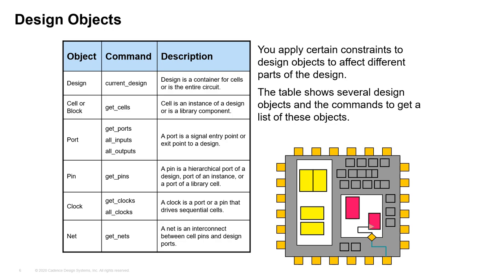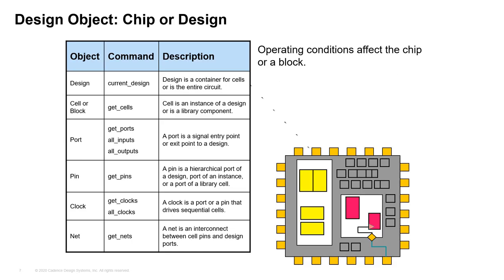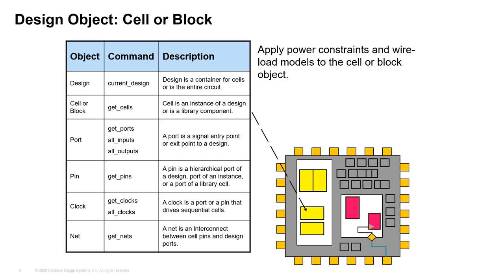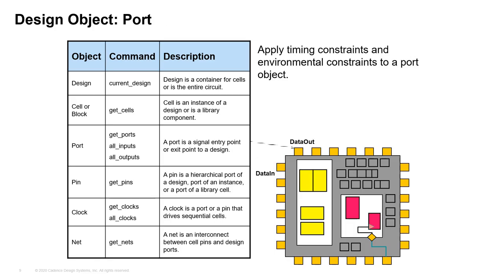Clocks are the sequential cell drivers. Nets are the wires or the interconnect between the cells and the design ports. Your operating conditions are the ones that affect the entire chip, or if you're constraining a block in this case, then those that affect the entire block. You would apply constraints like power constraints or wireload models to the cell or the block object. To tell the tools what the surrounding environment looks like, you might apply environmental constraints to a port object, including set_drive or constraints like that.